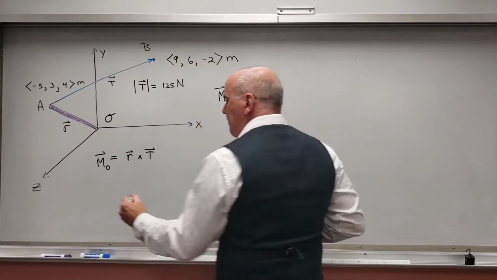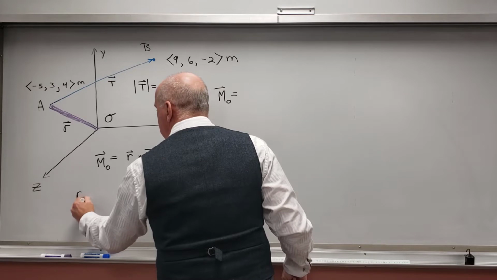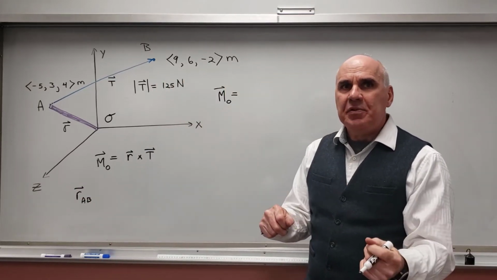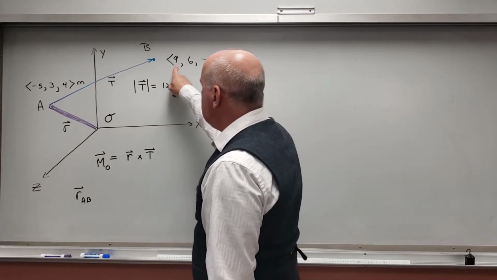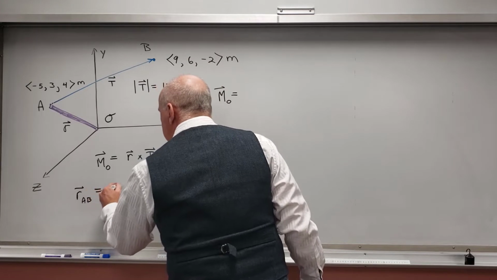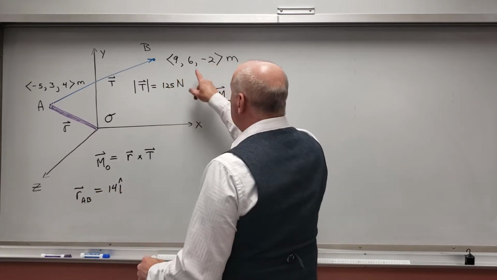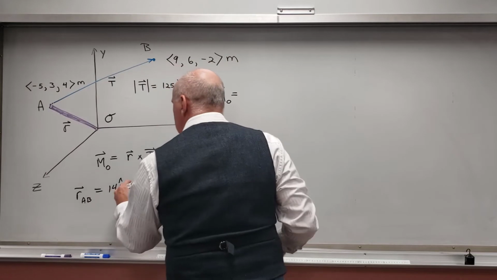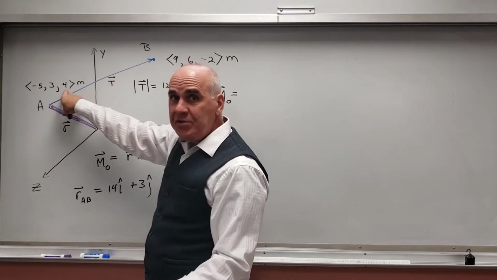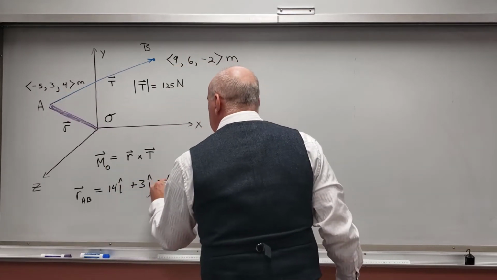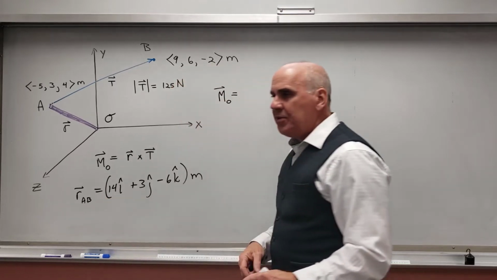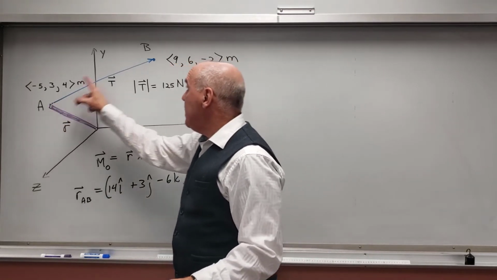And so what I need is the position from A to B, which is the position of B minus the position of A. So that's going to be 9 minus negative 5. So that's 14 in the i direction. 6 minus 3. So that's 3 in the j direction. And negative 2 minus 4. So that's negative 6 in the k hat direction. And that's going to be in meters. So that's the vector from A to B.